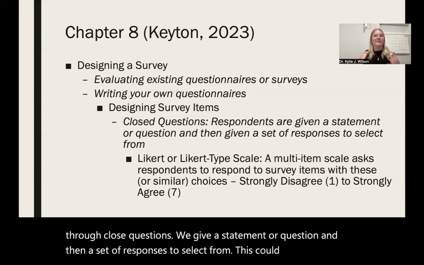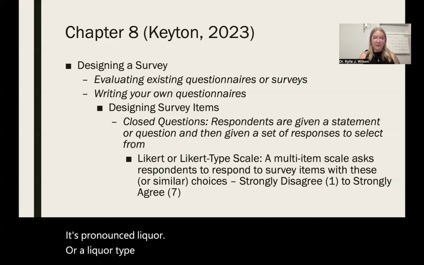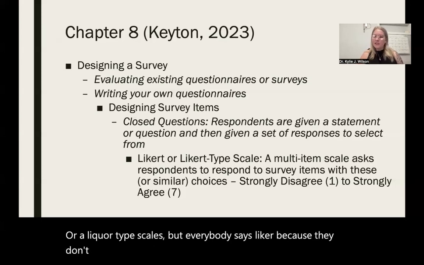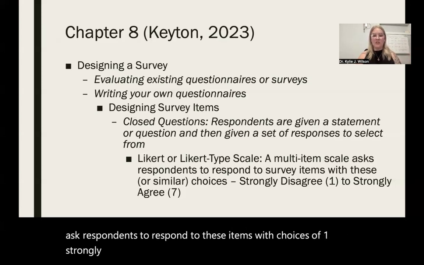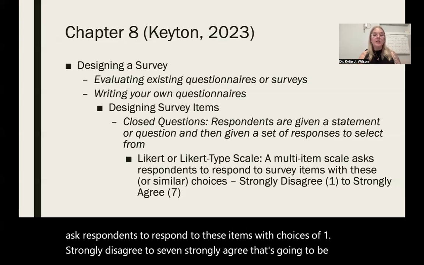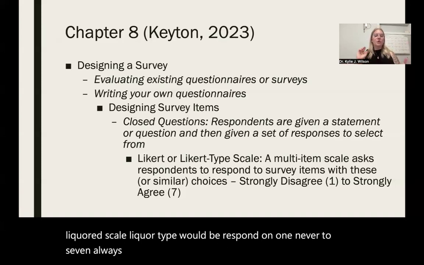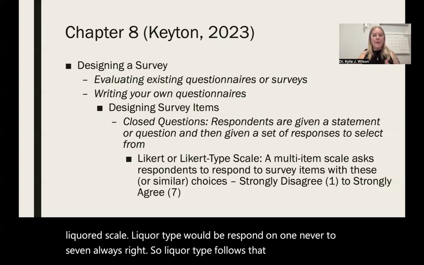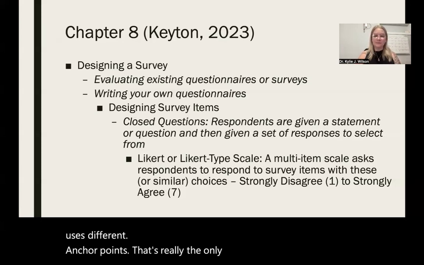This could be Likert or Likert-type scales, but everybody says "Likert" because they don't like the way the correct pronunciation sounds. These are multi-item scales that ask respondents to respond to these items with choices of 1, strongly disagree, to 7, strongly agree. That's going to be that Likert scale. Likert-type would be respond on 1, never, to 7, always, right? So Likert-type follows that same format, but it uses different anchor points. That's really the only difference there.